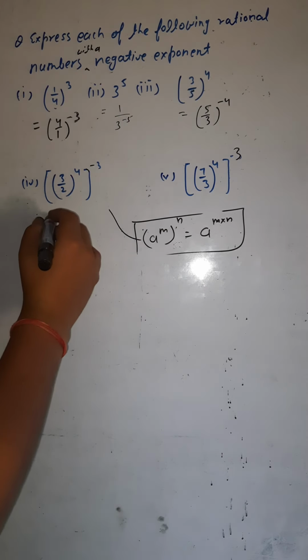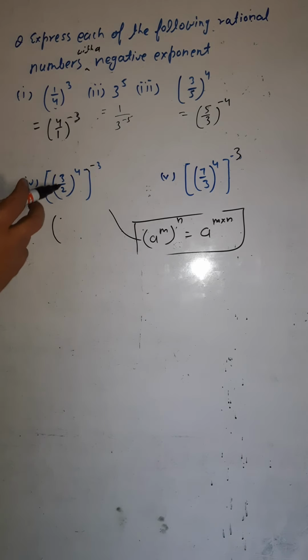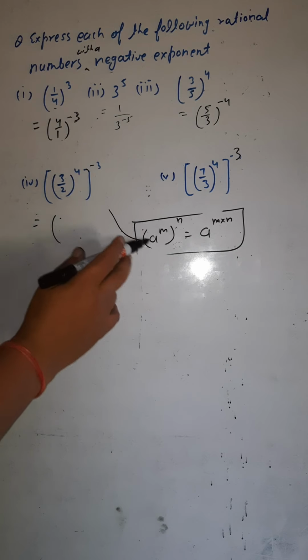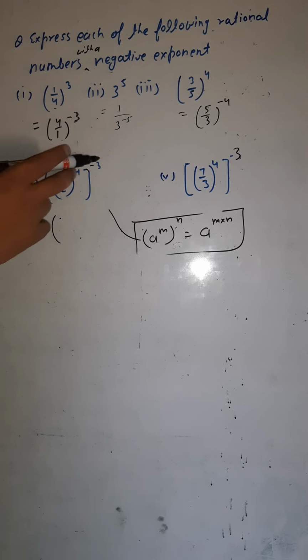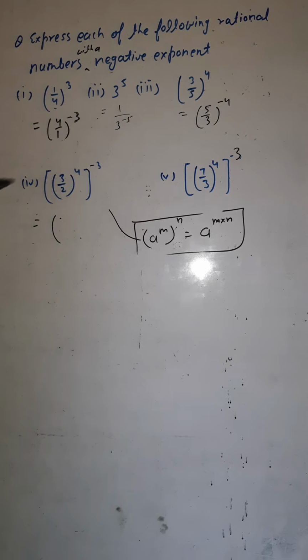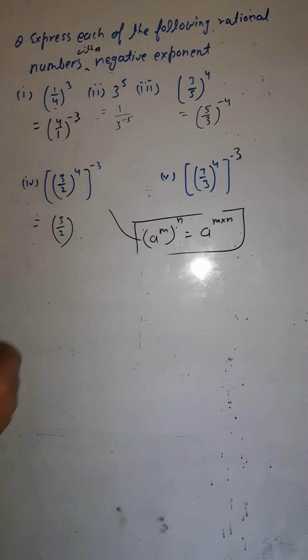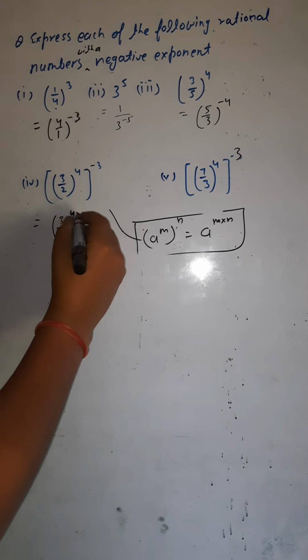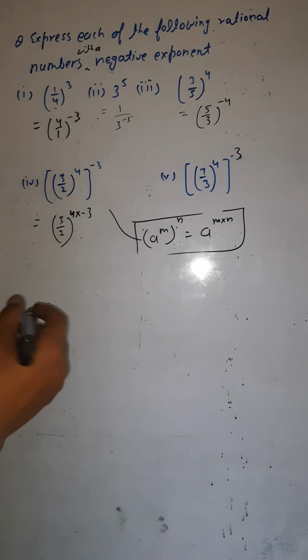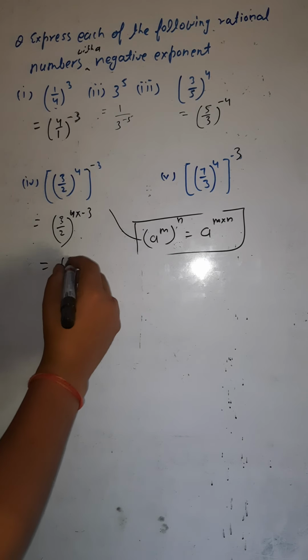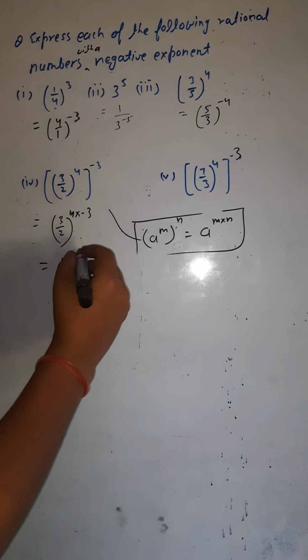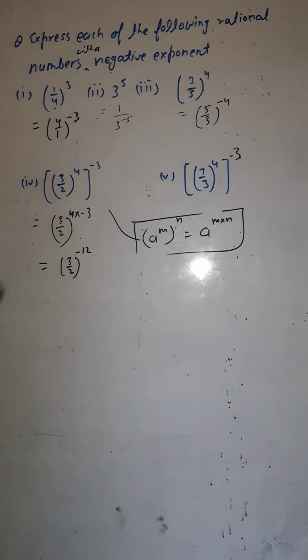So you can write this as a raised to the power m, again whole raised to the power n. Means the two exponents are there. So both the exponents are to be multiplied. Okay. So you would write it like this, 3 by 2 raised to the power 4 multiplied by minus 3. Getting? Very good. So now just solve this. It would be 3 by 2 whole raised to the power 4 threes are 12. It would become minus 12. Okay. So we have changed the power into the negative.